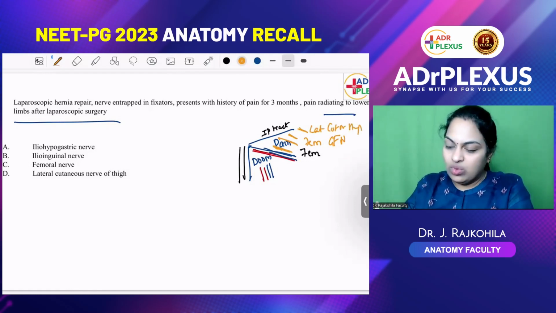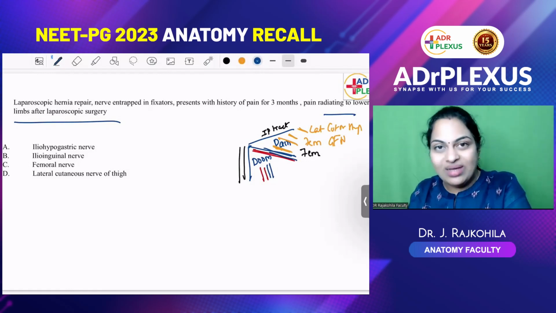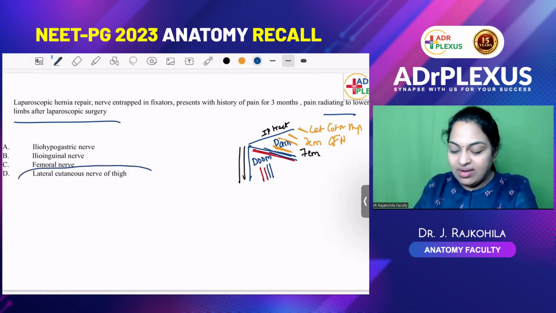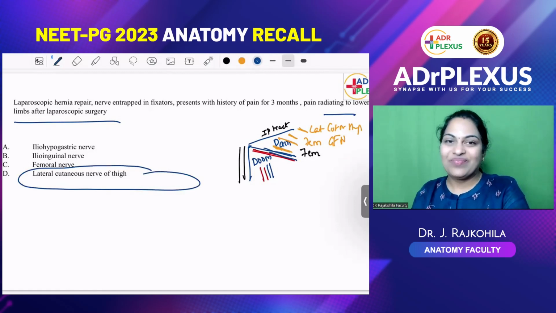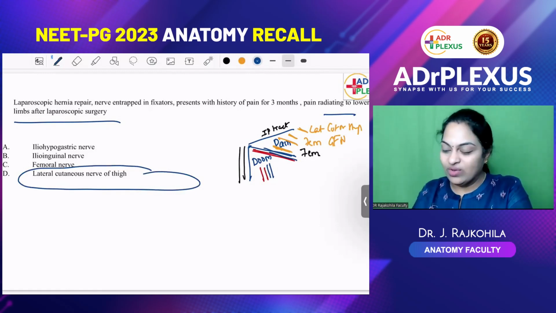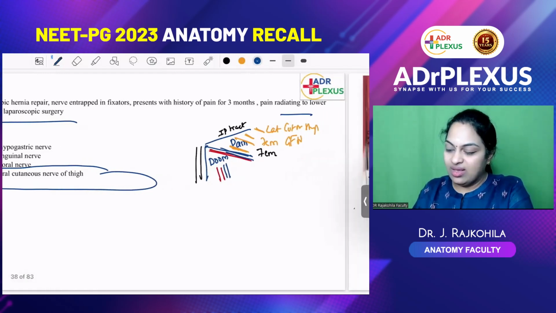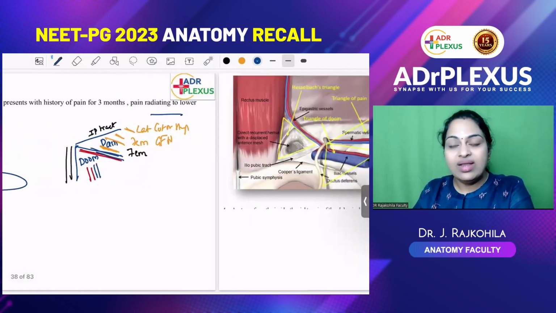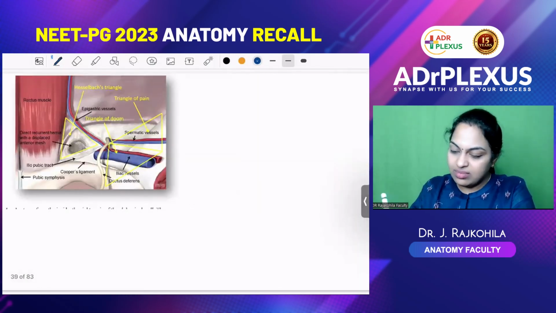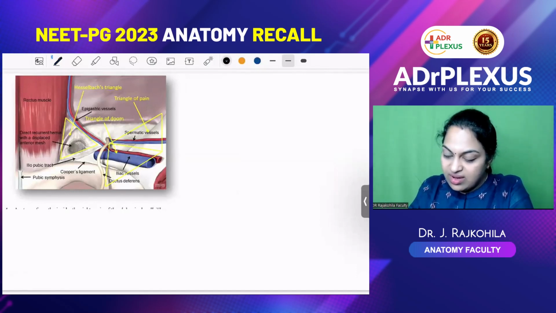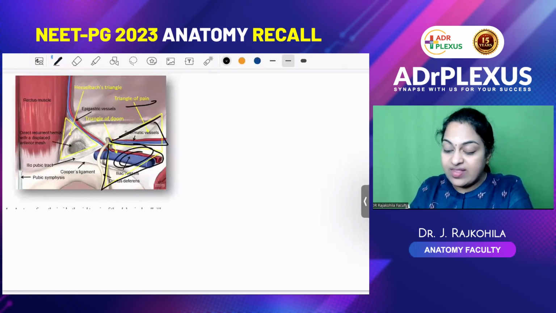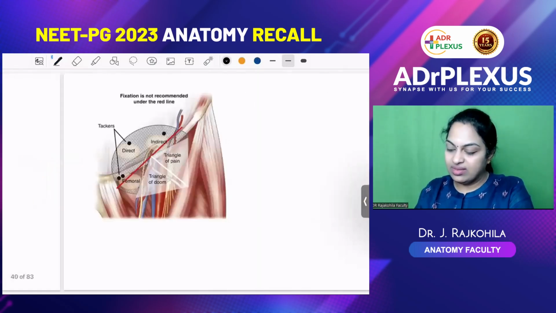So the common nerve injured in a laparoscopic hernia repair is the lateral cutaneous nerve of thigh. This is also a topic of interest which has been asked repeatedly over the past few years. So, pain along the lateral aspect of the thigh. You can see it here. So this is the triangle of pain here and the triangle of doom with the external iliac vessels.